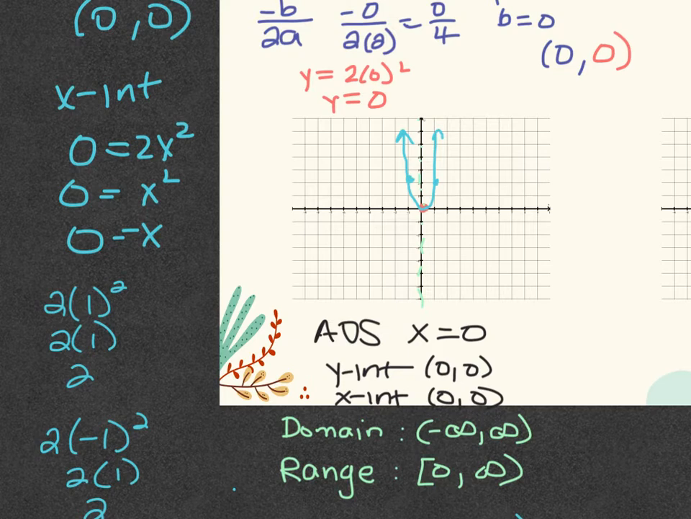The homework's not going to ask you for increasing or decreasing, but just keep that stuff in mind. It's going to ask you for the intercept. It's going to ask you for the vertex, the axis of symmetry, and then you're going to graph it.